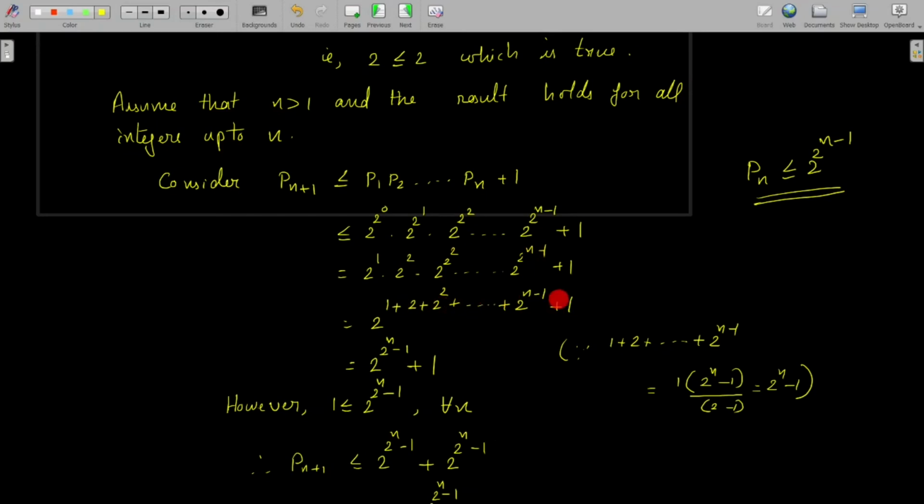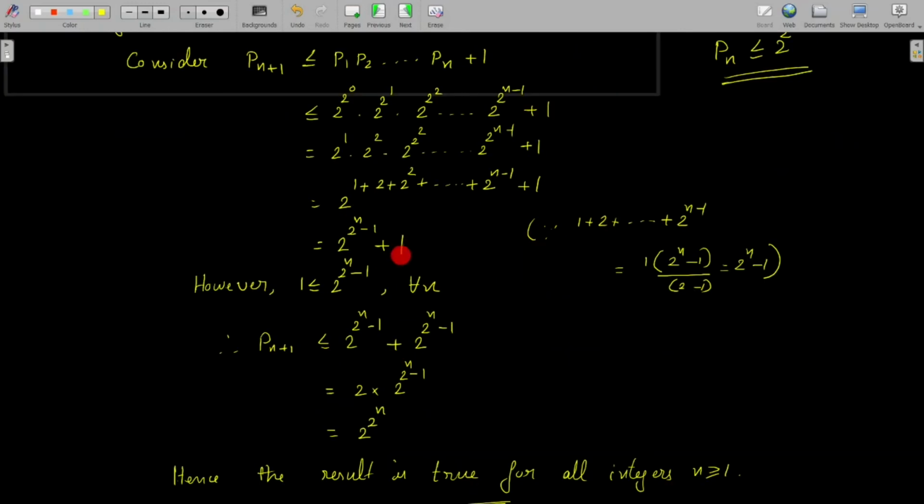Now this is a geometric series with common ratio 2. Since the common ratio is greater than 1, the formula of the sum becomes a times (r raised to n minus 1) divided by (r minus 1), if r is the common ratio. Here the common ratio is 2. So the sum becomes 1 times (2 raised to n minus 1) divided by (2 minus 1). So it is equal to 2 raised to n minus 1. So just substitute here. We have 2 raised to, this sum becomes 2 raised to n minus 1, plus 1.